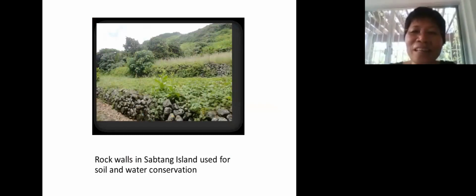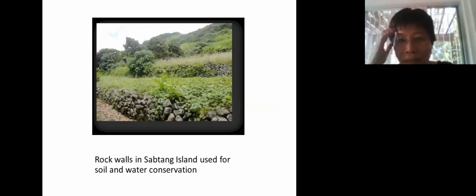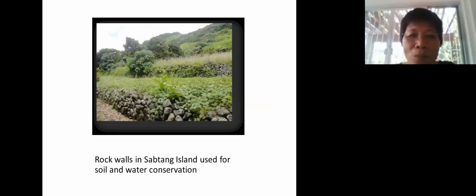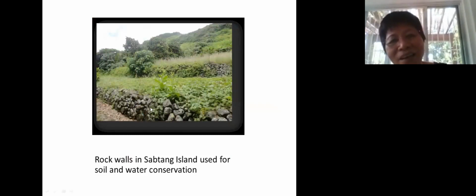In Batanes, in the northern part of the Philippines, they build rock walls for soil and water conservation. They build rocks so that the water and soil will not erode. Because there's too much rain in the Philippines. I don't know how it is in South Sudan, but there's so much rain. So to prevent soil erosion and to conserve water, they have this rock wall. They build it by hand. It's not meant to be cemented. That's one of the adaptations that they do.